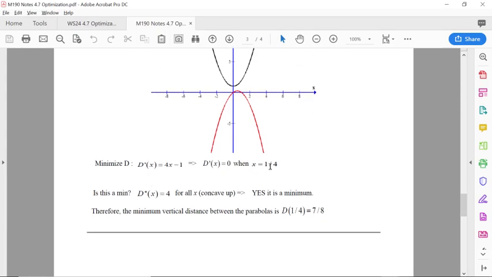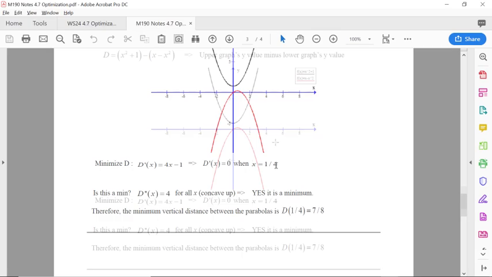So x is equal to 1/4. Is this a minimum? Well, it's easy to find the second derivative here. The second derivative is just 4, and 4 is always positive no matter what value from the domain we plug in. So the distance function that we're investigating, not the parabolas themselves but the distance between these parabolas, happens to be concave up all throughout the domain. So at x equals 1/4, we therefore must have a minimum.